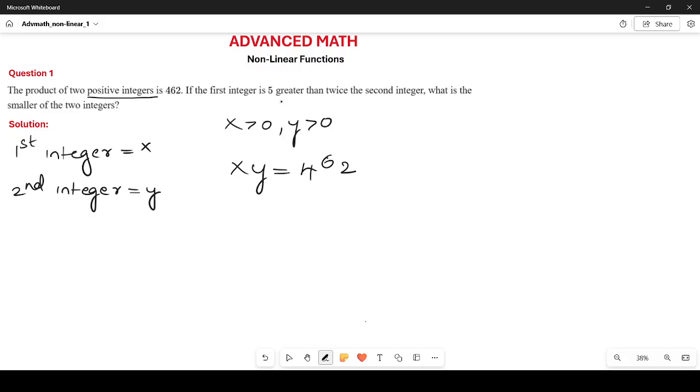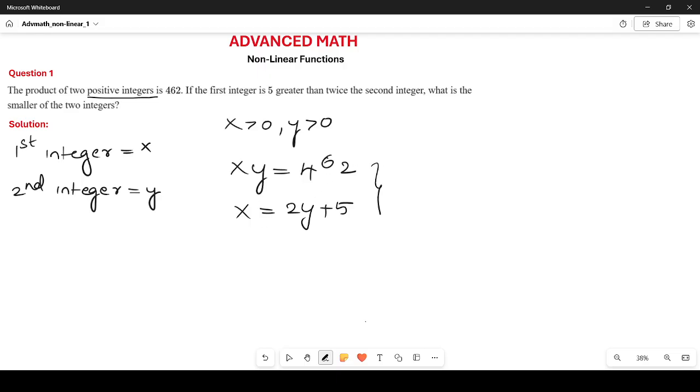And then the first integer is 5 greater than twice the second integer. So the first integer, as we have taken, is x. So x is 5 greater than twice the second, so 5 greater than twice y. So 2y plus 5. So I got two equations: xy is equal to 462 and x is equal to 2y plus 5.